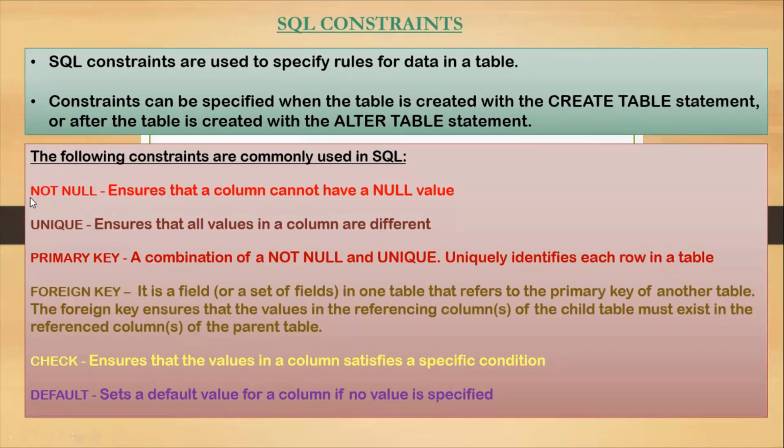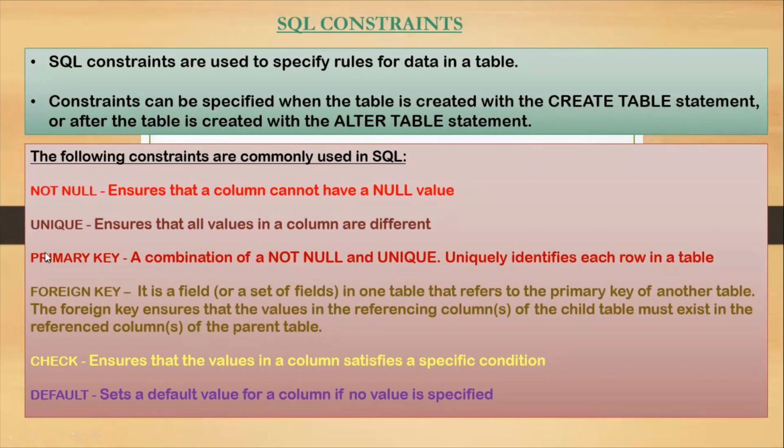First is the NOT NULL constraint, which ensures that a column cannot have a null value. We saw that we could enter the student ID as null. If you add the NOT NULL constraint to that student ID, it will throw an error if you try to enter a null value into it. That is why the NOT NULL constraint is useful.